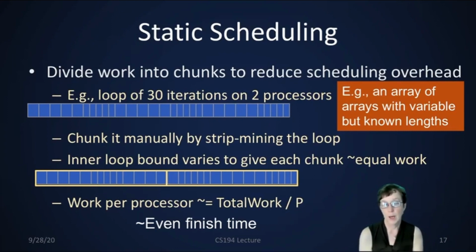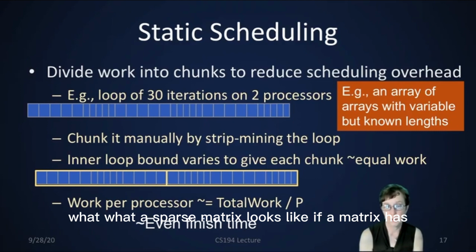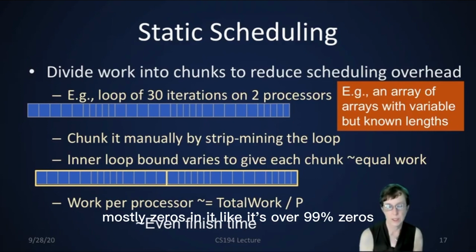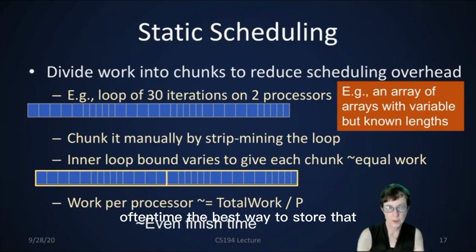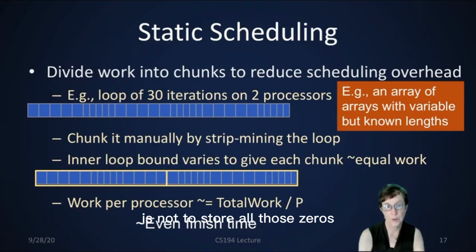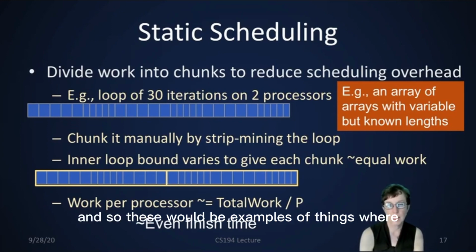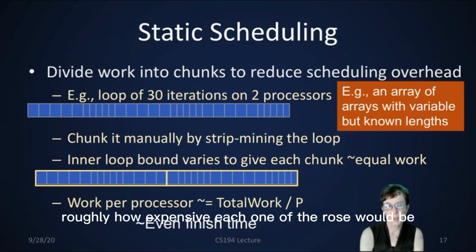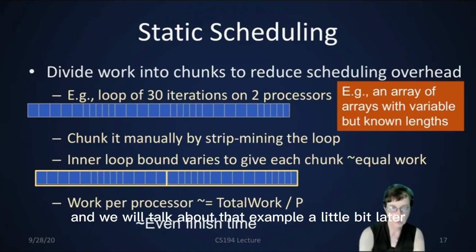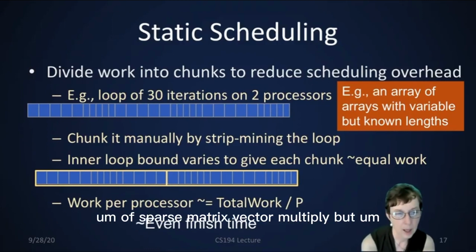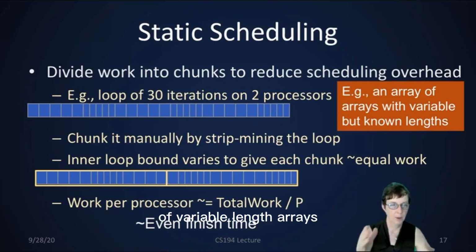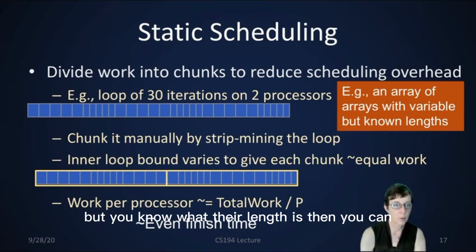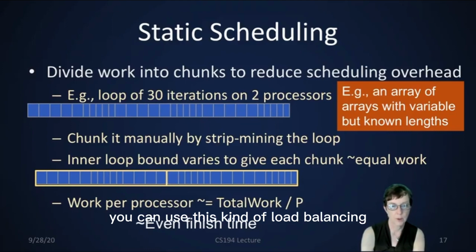That's, by the way, also what a sparse matrix looks like. If a matrix has mostly zeros in it, like it's over 99% zeros, oftentimes the best way to store that is not to store all those zeros, but to compress them out and only store the non-zeros. And so these would be examples of things where you know in advance roughly how expensive each one of the rows would be in a matrix vector multiply. And we will talk about that example a little bit later, of sparse matrix vector multiply. But anything where you have, say, an array of variable length arrays, but you know what their length is, then you can use this kind of load balancing.